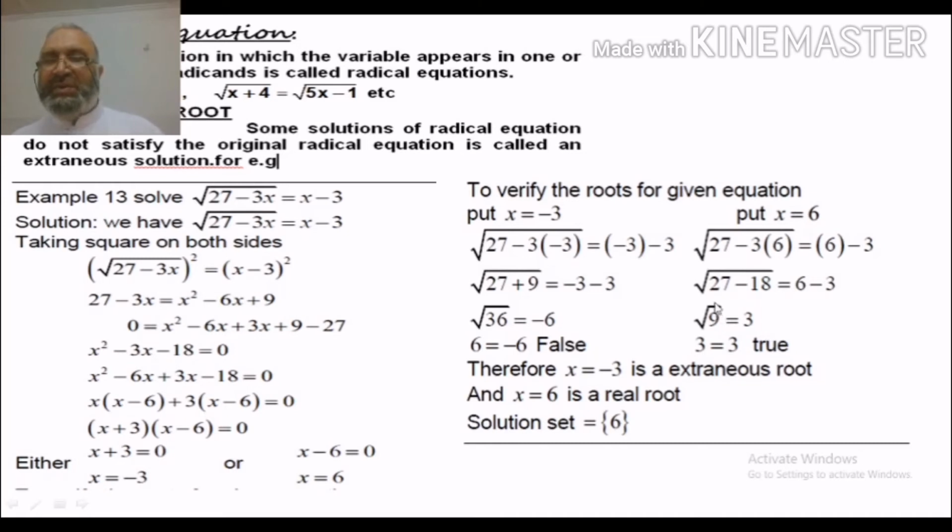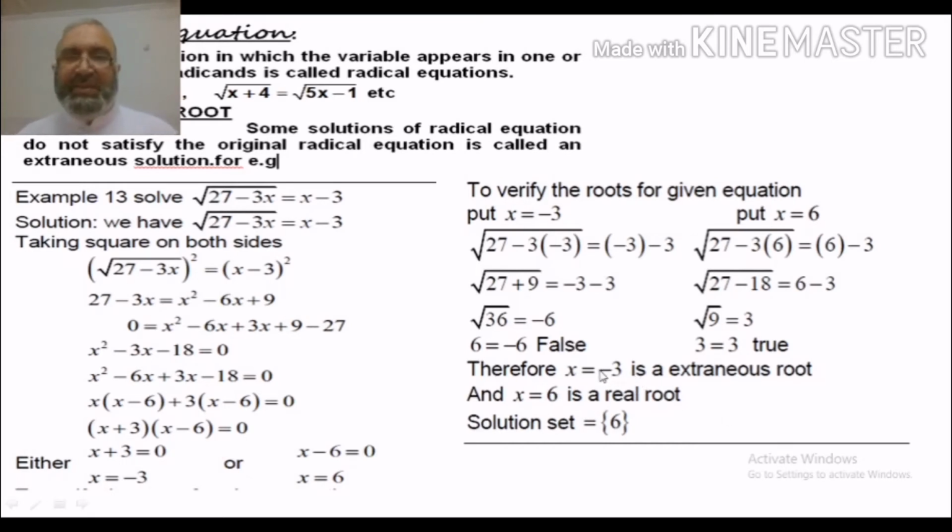Now square root of 9 becomes 3. 3 is equal to 3. True. We get true result. So if the result is true, this means the root x is equal to 6 satisfies the given equation. Therefore, x is equal to 6 is the solution set. So here x is equal to 6, one root, is the solution set, and one root x is equal to minus 3 does not satisfy the equation. So this is called extraneous root.